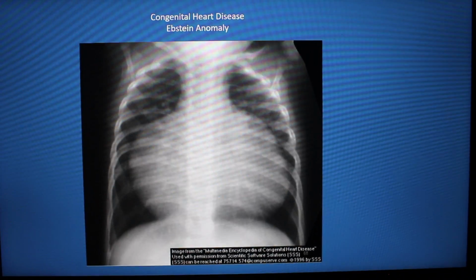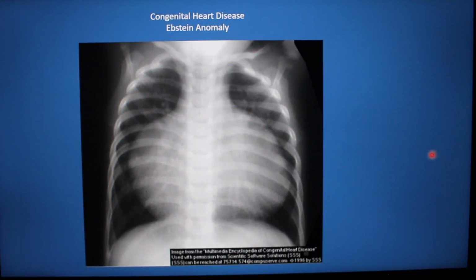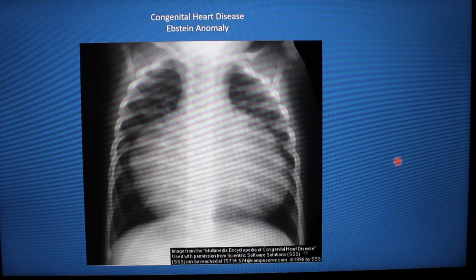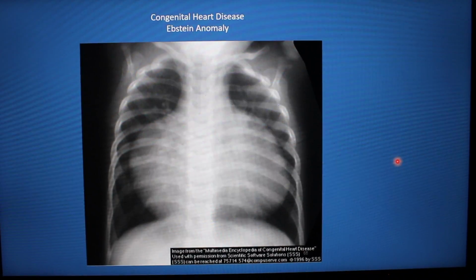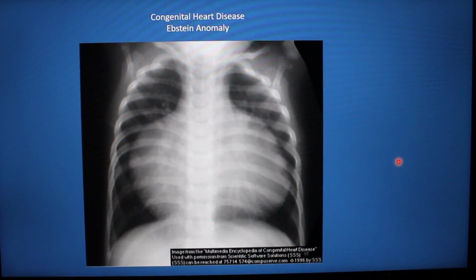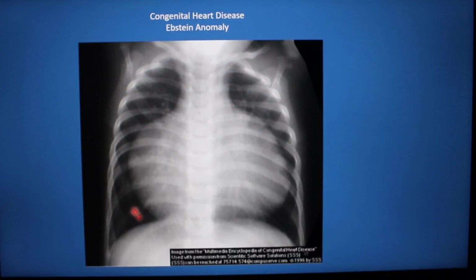We have a baby come in from the delivery room that has a huge heart and they have an oxygen requirement, and we can't oxygenate the baby very well. This can only really be one thing, and that's Ebstein anomaly, which is a problem with the tricuspid valve, making the right side of the heart huge. So what we're seeing here is a huge right side of the heart.